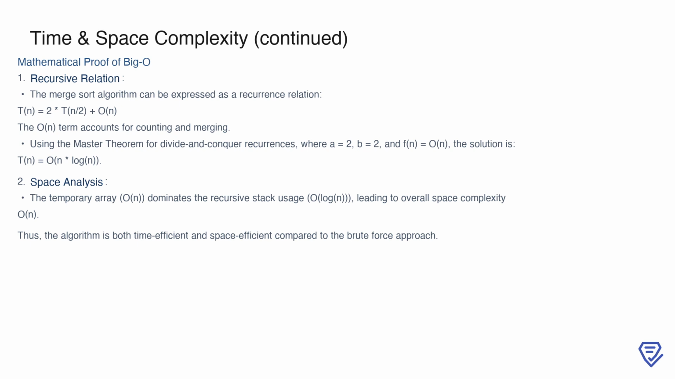Here, the O(n) term accounts for the work done during counting and merging. Applying the master theorem for divide and conquer recurrences, with a equals 2, b equals 2, and f(n) equals O(n), we find that the solution to the relation is T(n) equals O(n log n).